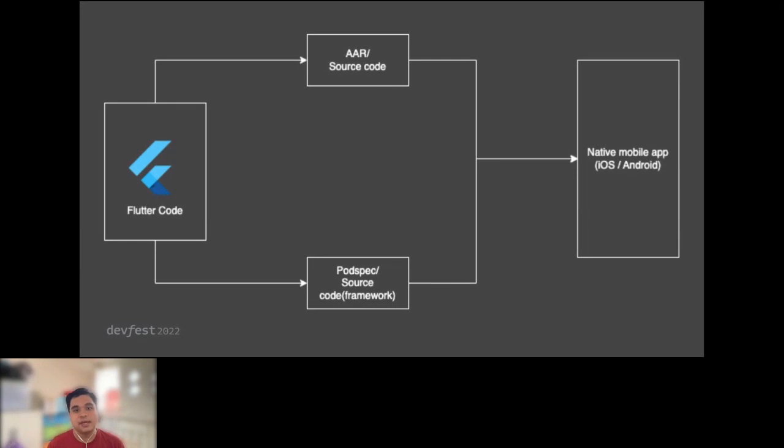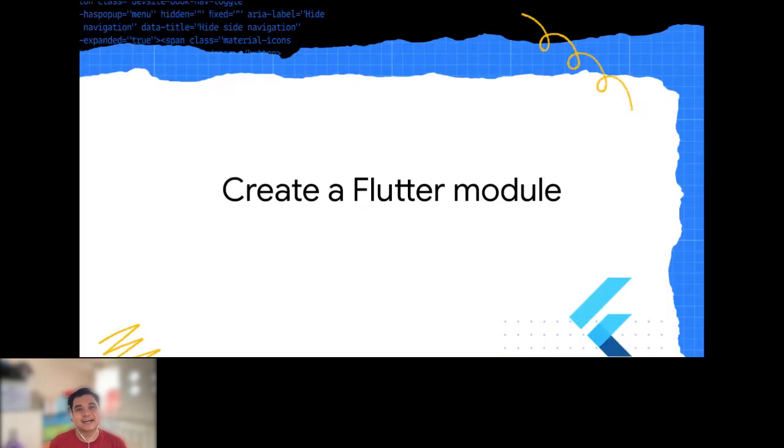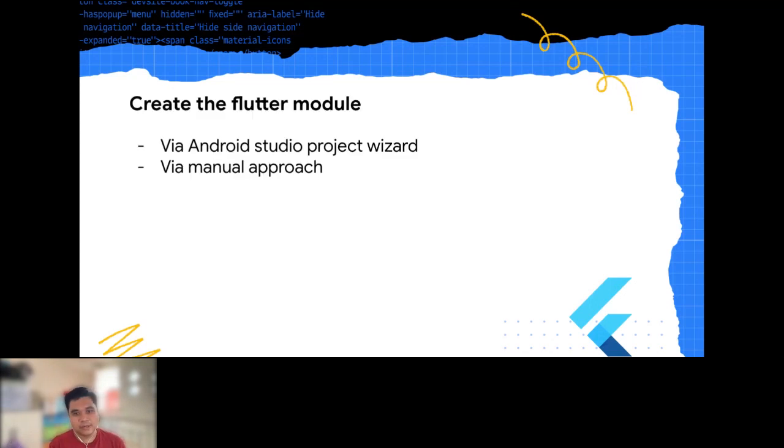Now the general workflow of how we are going to integrate the Flutter app into our existing mobile app. As you might see, the first thing that we need to do is to have Flutter code, of course. In this case, we need to create a Flutter module. A Flutter module is basically part of the Flutter source code, which could be easily shared into different native apps.